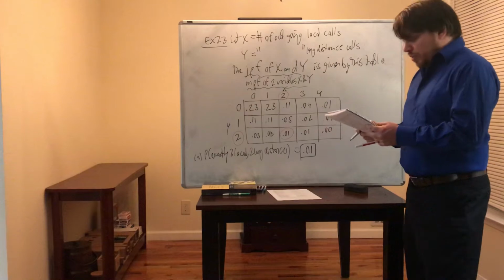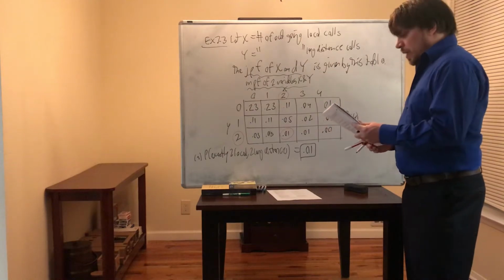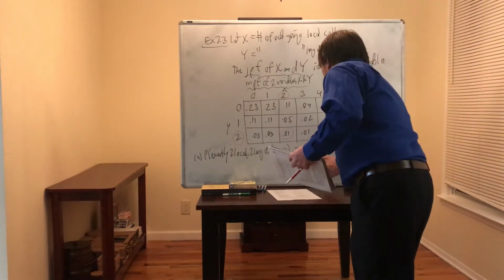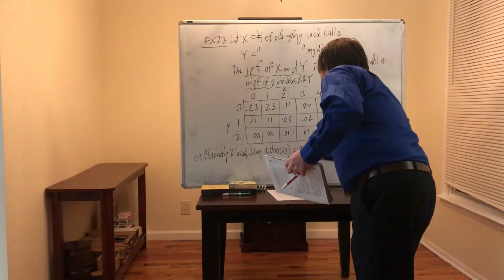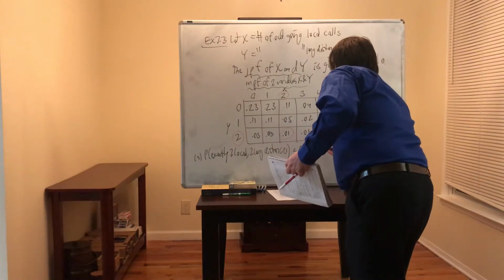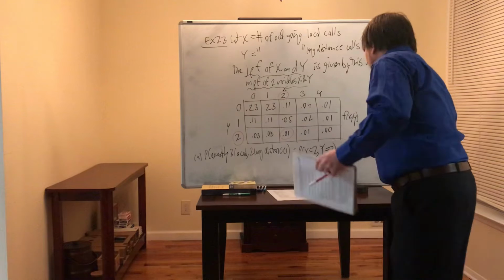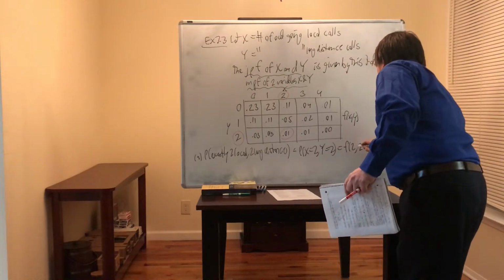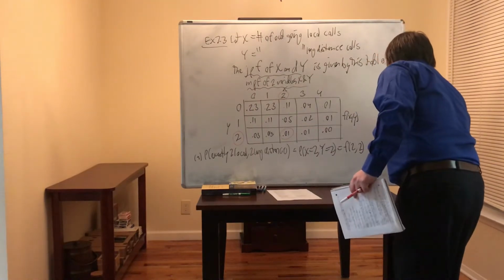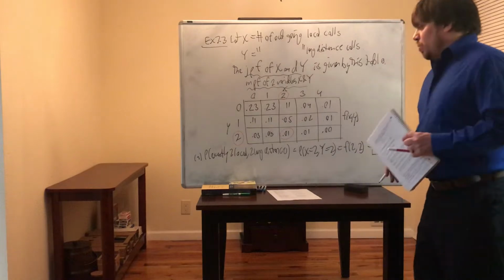Probability of exactly two local and two long distance calls. This is the probability that x is equal to 2 and y is equal to 2. That's f of 2 comma 2, and from that table it's 0.01. And so the answer to part A is 0.01.